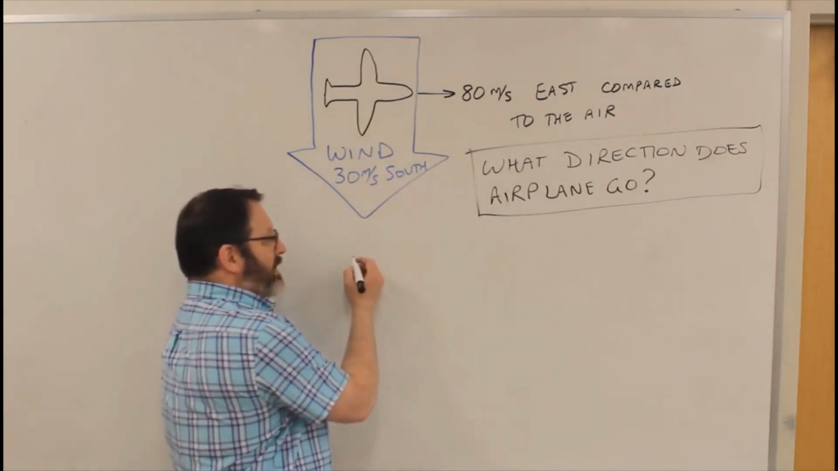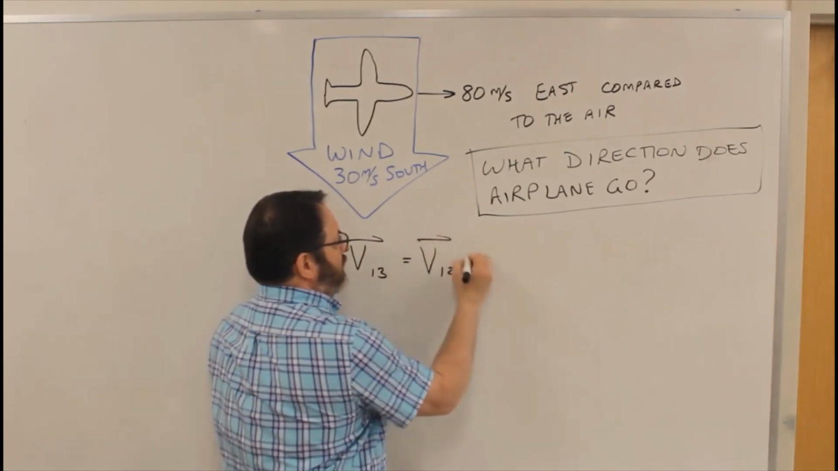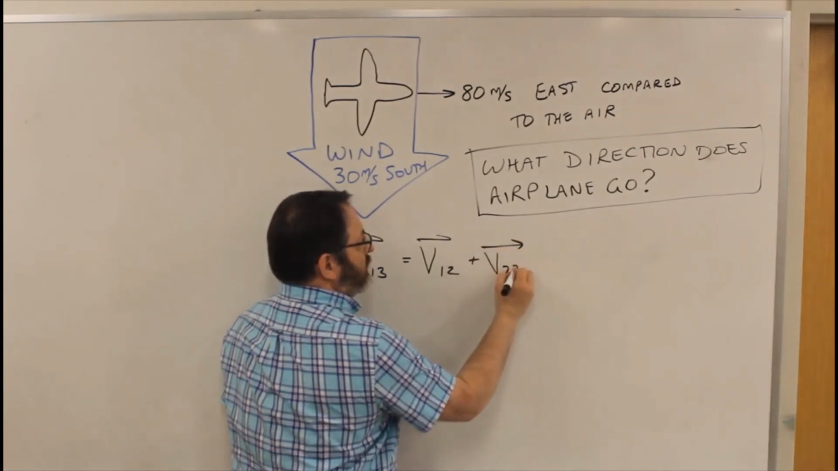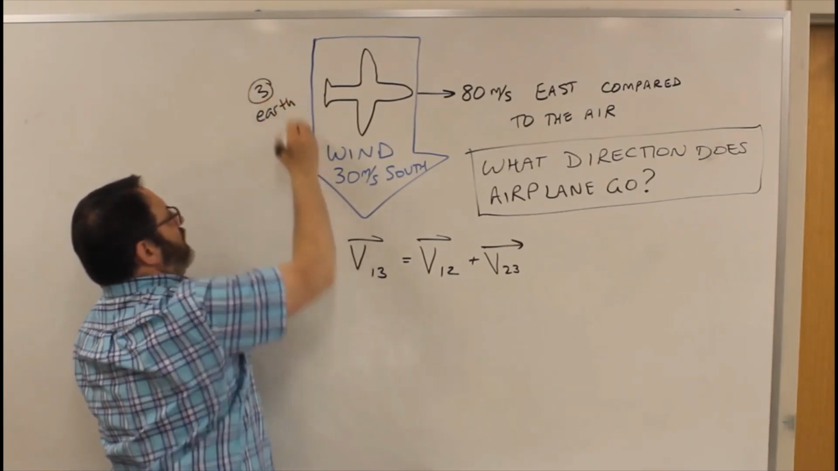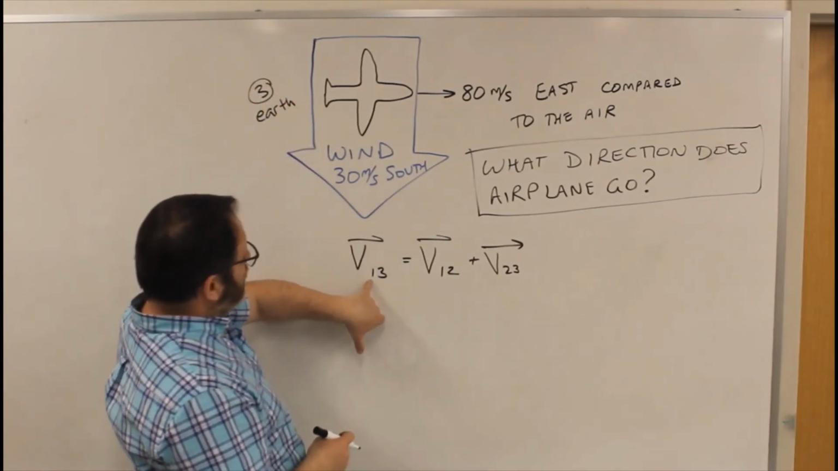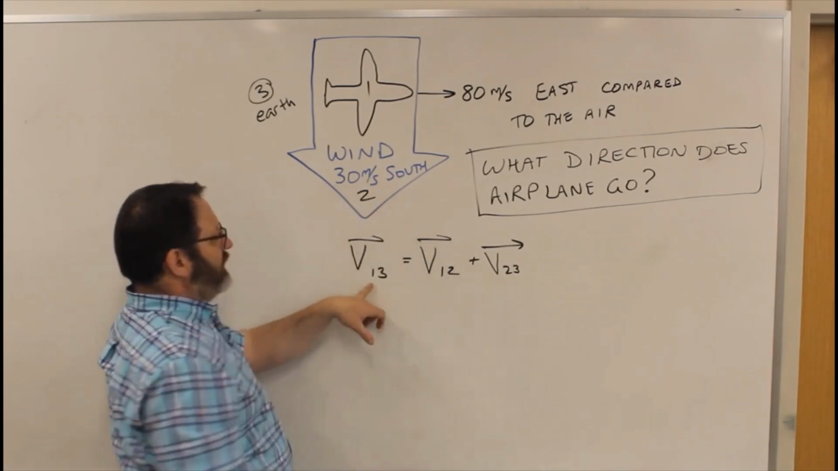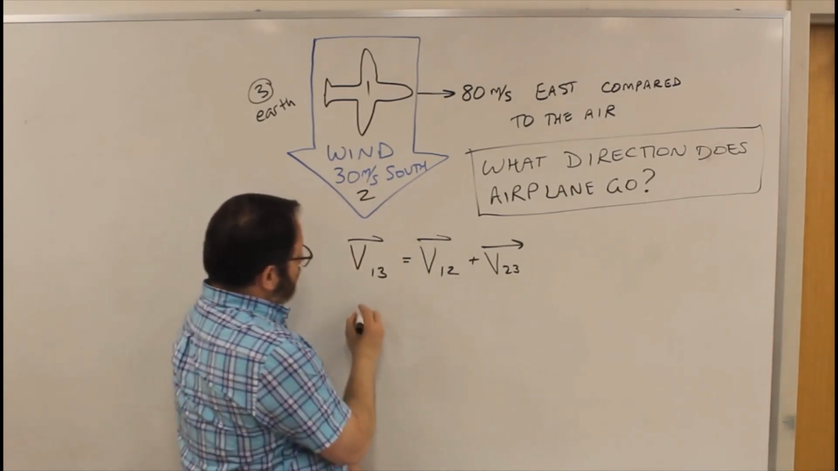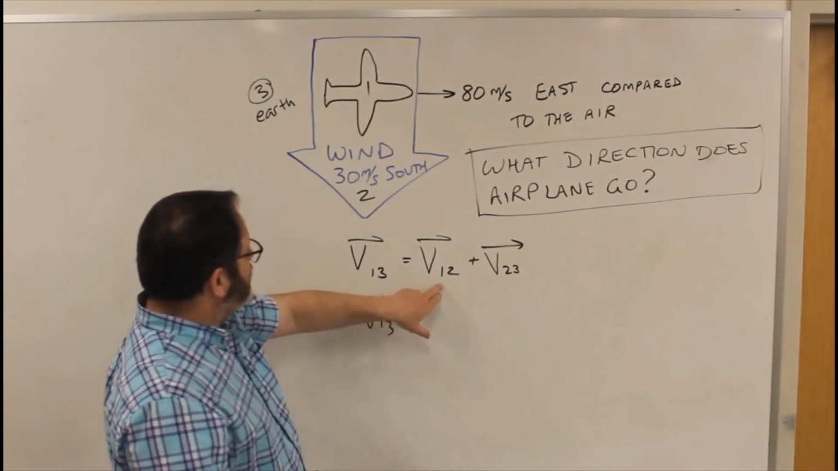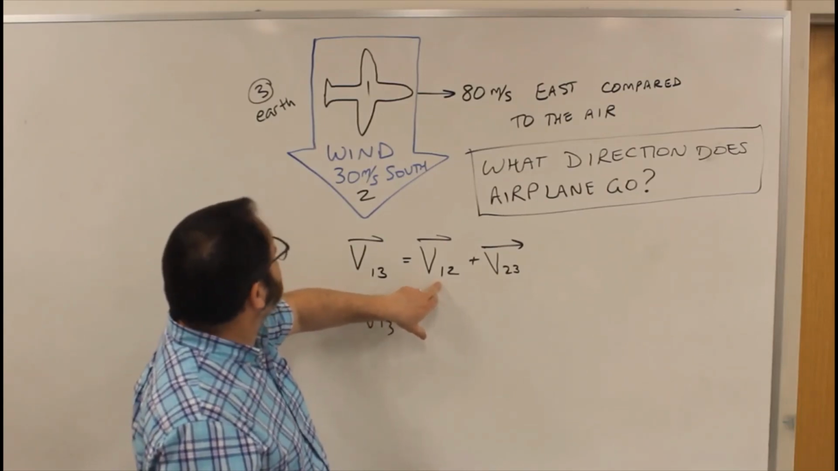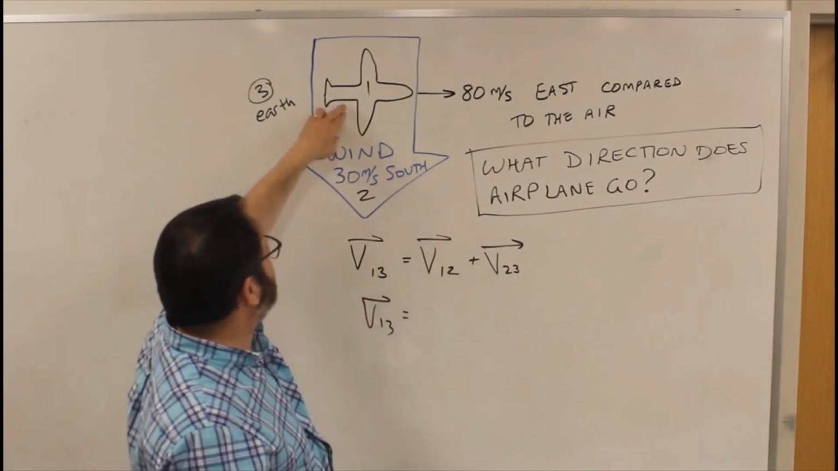So again, this is the type of problem where we're going to use V13 is V12 plus V23. So thing 3 can be the Earth. What we want is the airplane as seen by the Earth. So we're going to call the airplane thing 1, and we'll call the wind thing 2. Okay, so V13, this is what we're looking for, is V12. So this is the velocity of thing 1, the airplane, as seen by thing 2, the air.